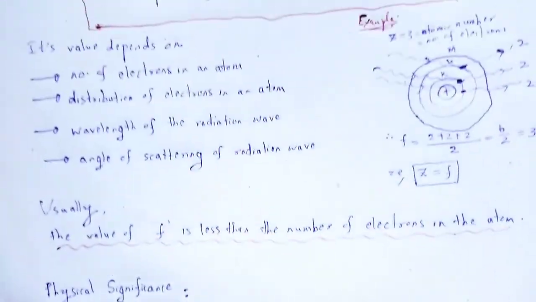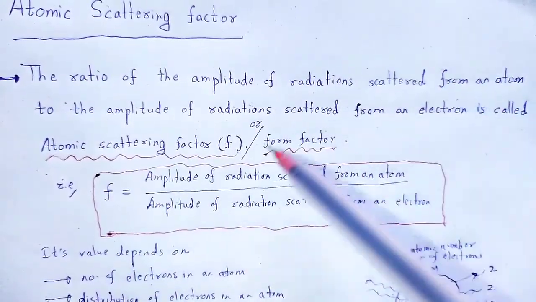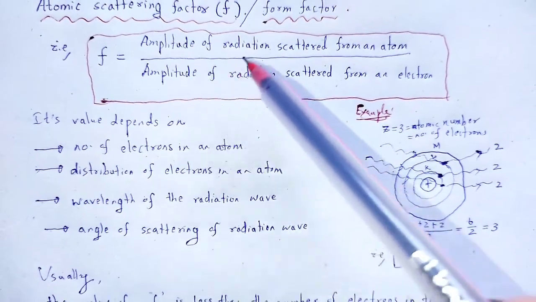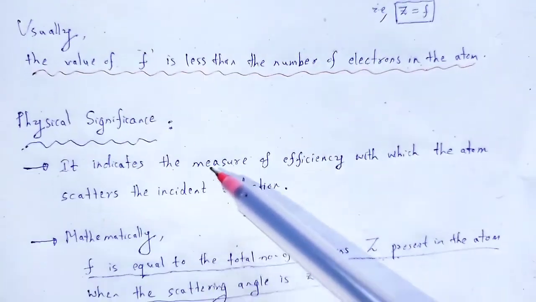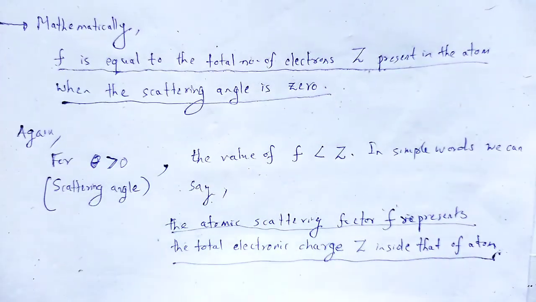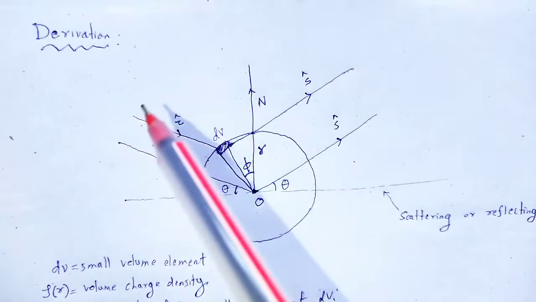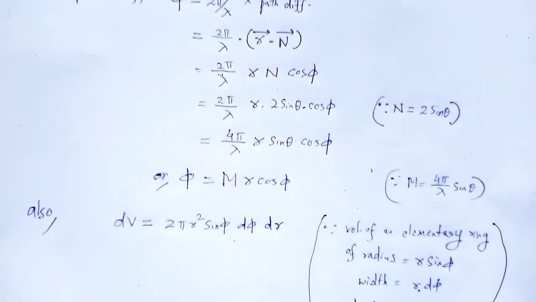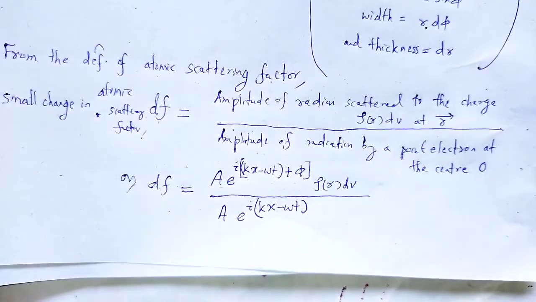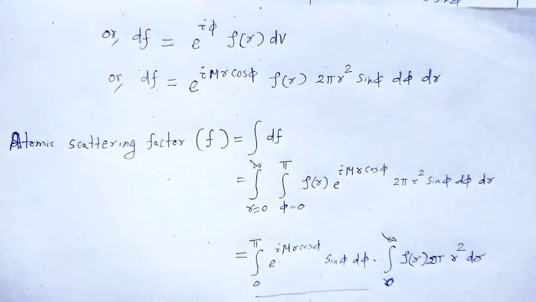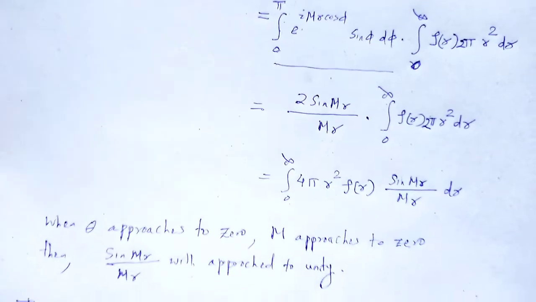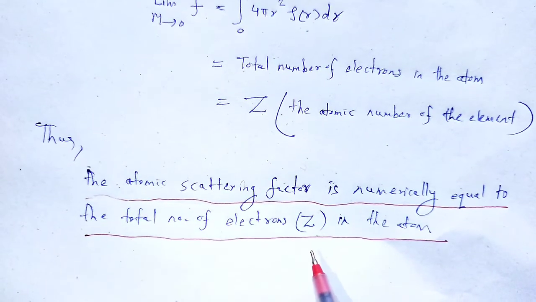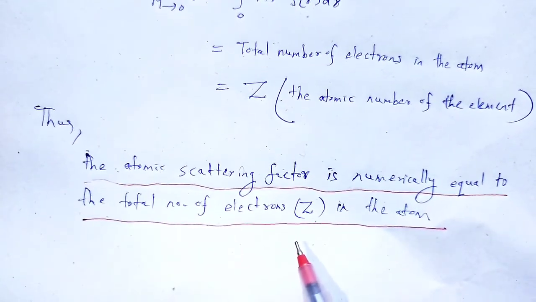So with the help of this video lecture we understood the definition of atomic scattering factor, the factors affecting atomic scattering factor, the physical significance of atomic scattering factor, and the derivation of atomic scattering factor. And finally, we conclude that the atomic scattering factor is numerically equal to the total number of electrons inside the atom.